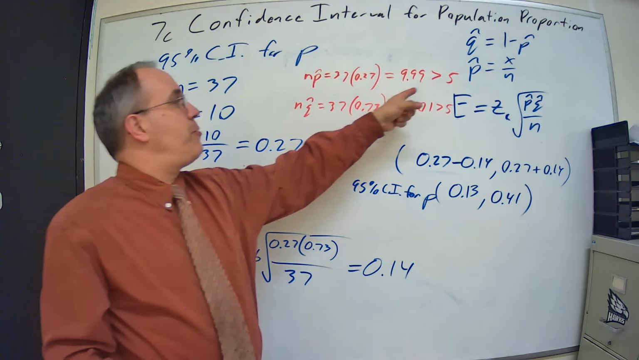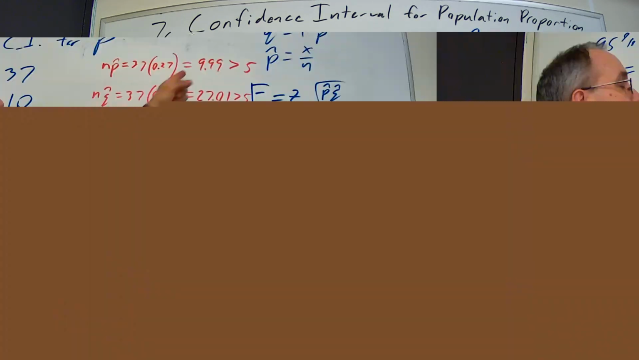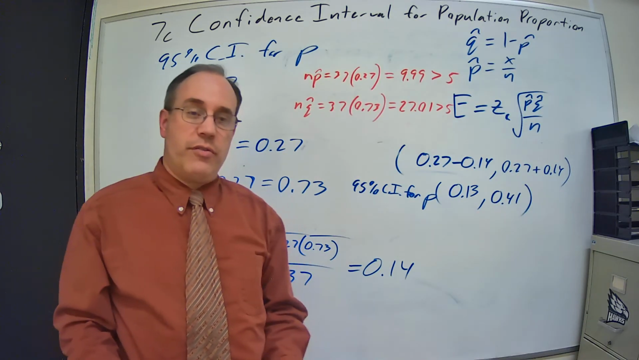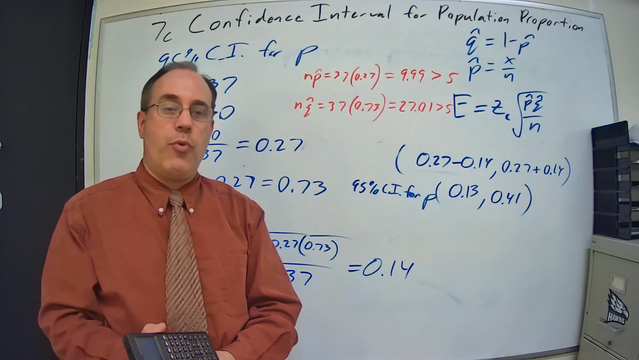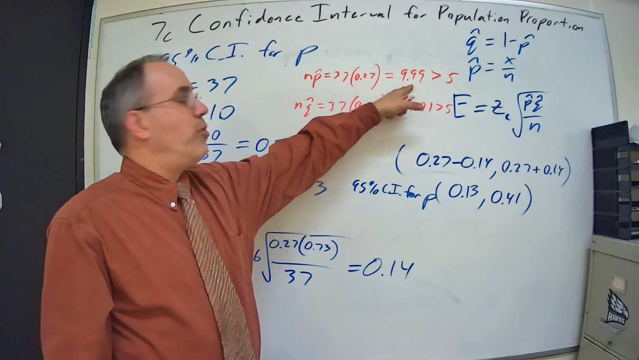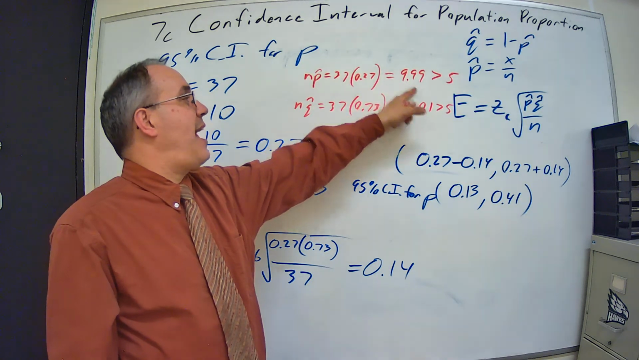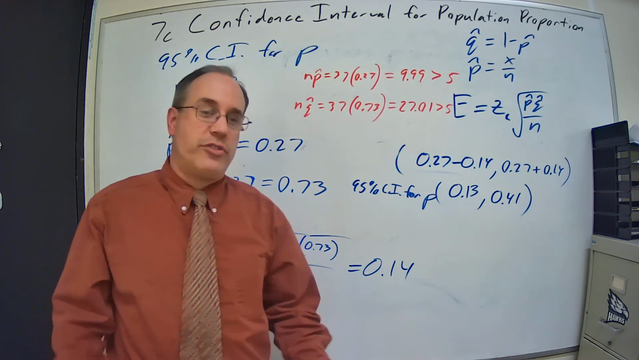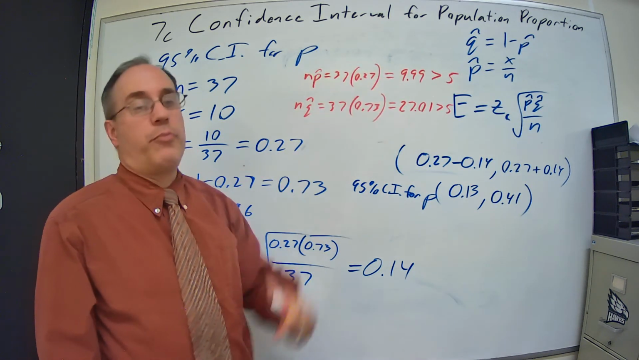But notice here, remember I said that this 5 was arbitrary? We're fine here. Both of these are larger than 5, so we're okay with this being approximately normal. But notice if someone said we want it to be greater than 10, we're skirting the edge. We're not quite at 10 here. So if someone said it had to be greater than 10 for us to treat it as approximately normal, then we're sunk. We wouldn't be able to do this.